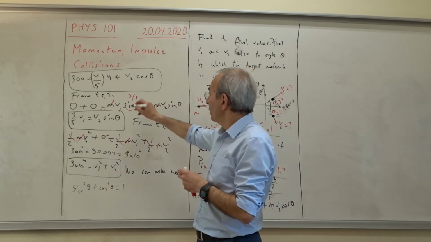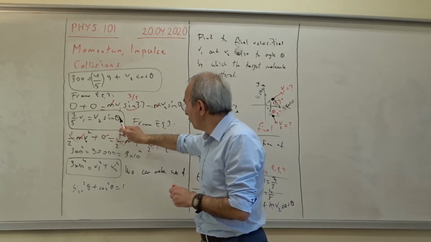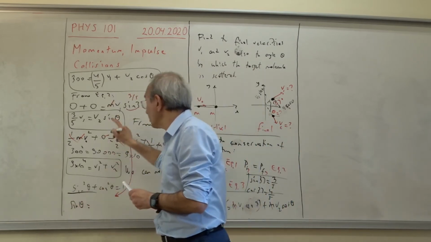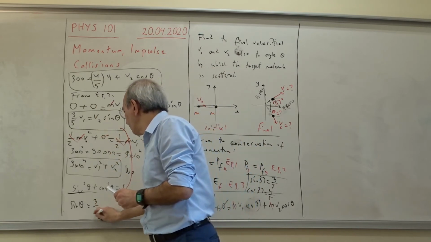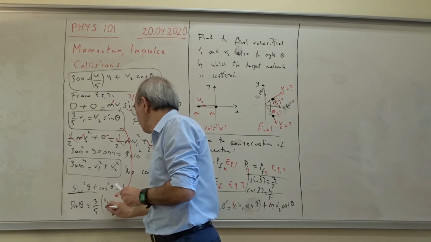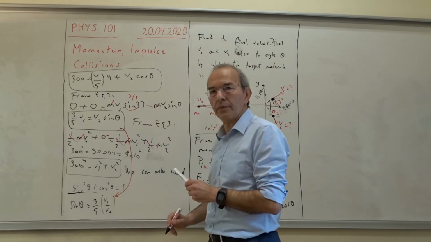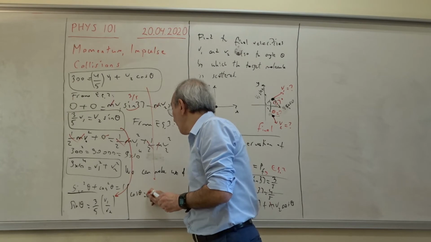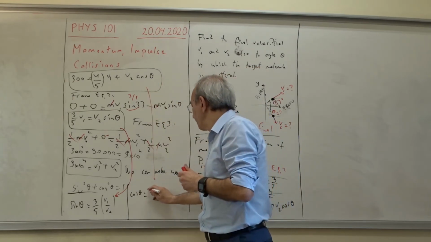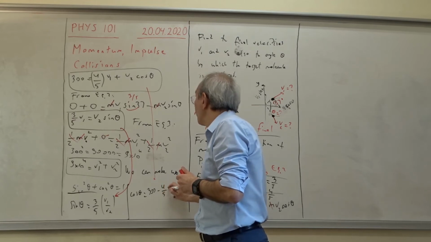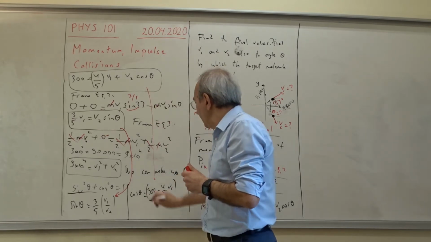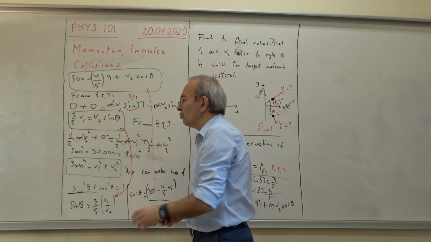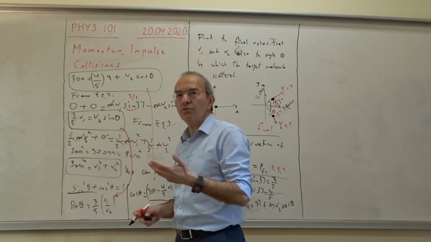Now let's draw sine theta and cos theta from these. For example, from the first one, we can find sine theta. So sine theta is just what? 3 over 5 v1 over v2. We can get cosine theta from the other one. Cosine theta can be taken as 300 minus 4 over 5 v1, all divided by v2. And patiently, we will take the squares of these two, add them up, and equate it to 1, and see what we get.